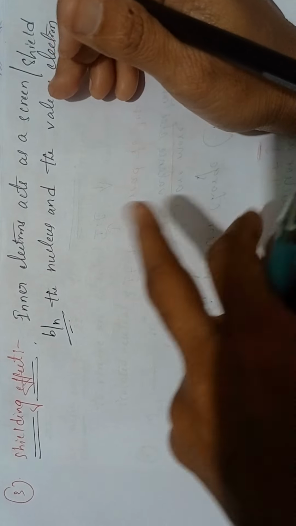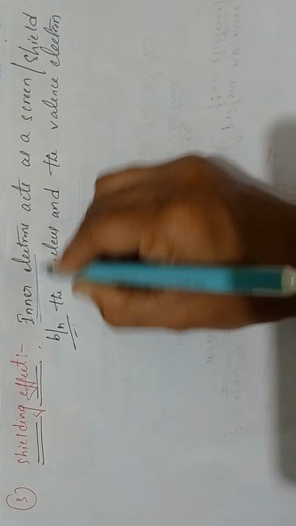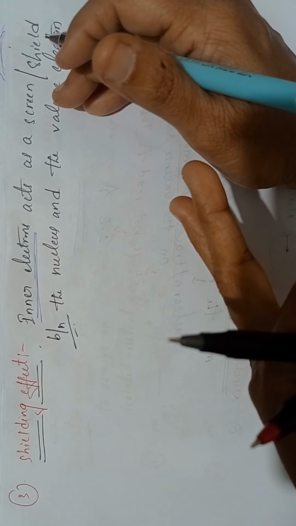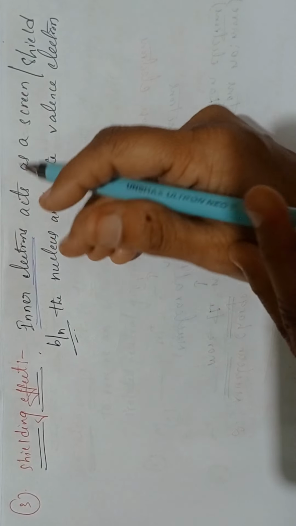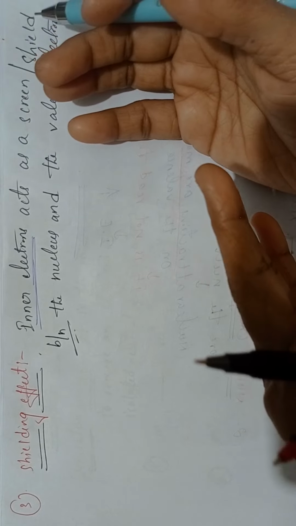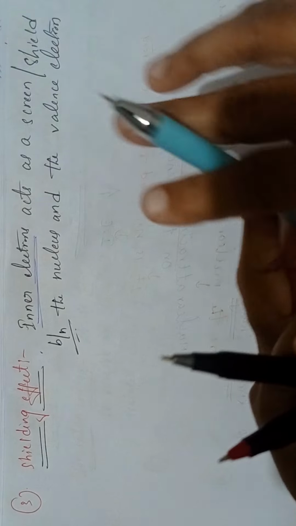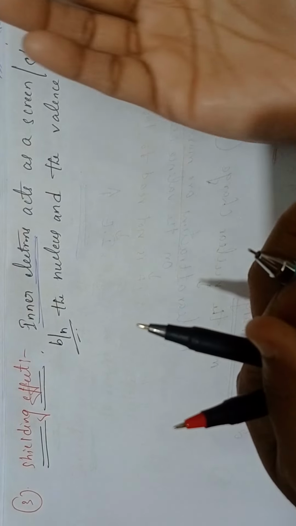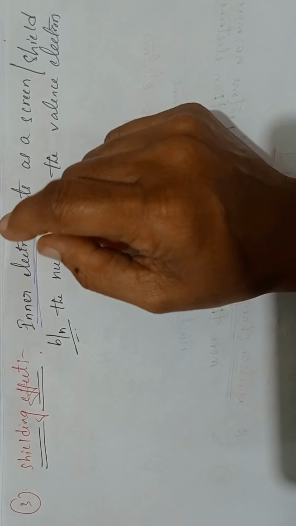So because of these inner electrons, students, what will happen? These are acting as a screen between the nucleus and the valence electrons. But here what is happening, students? Because of these inner electrons, this atom is ready to lose the electrons, because here nuclear attractions are decreasing. Because of inner electrons, nuclear charge is reducing.